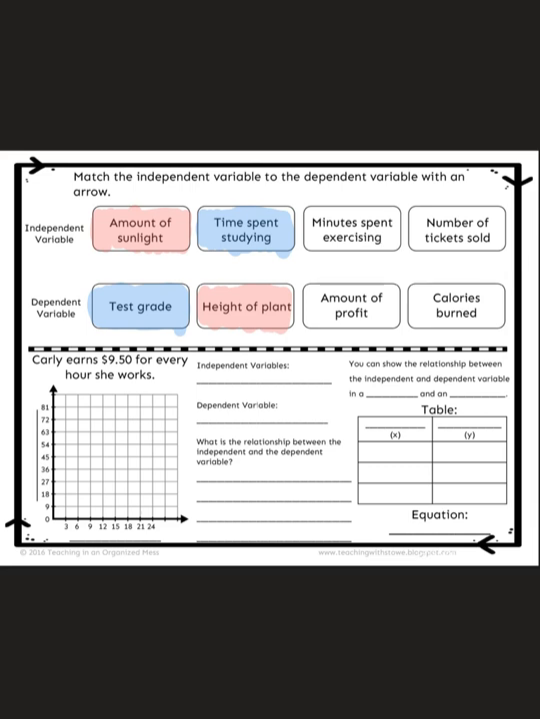Okay, minutes spent exercising. Well, the more minutes I spend exercising, the more calories I'm going to burn. So the calories that I burn depends on how many minutes I exercise. And then last but not least, the number of tickets sold. Well, if I sell a lot of tickets, I'm going to get more profit. So those are going to go together. Okay, so again, the amount of profit I make depends on how many tickets I sell.